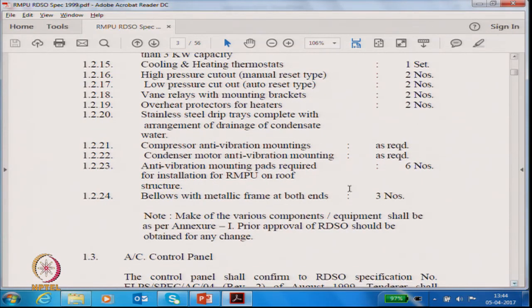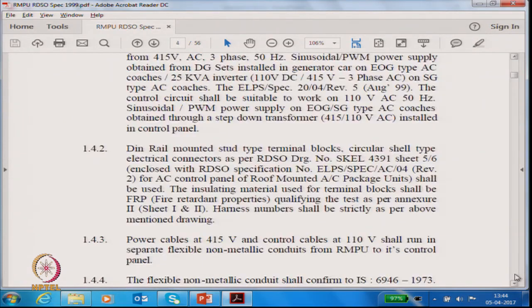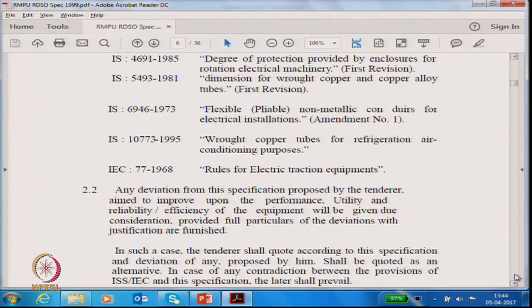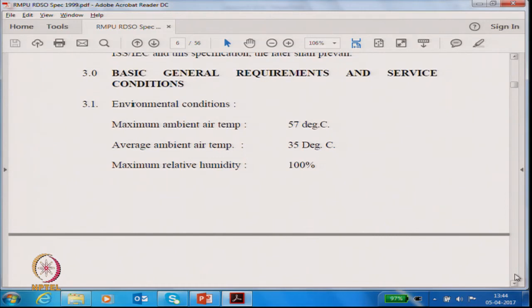Then there are anti-vibration mounting pads required for installation of the roof mounted package unit on the structure, 6 numbers. These address separation of unit vibrations from the frame. There are a whole lot of Indian standards that are referred to for different components that are used, the whole intent being standardization.